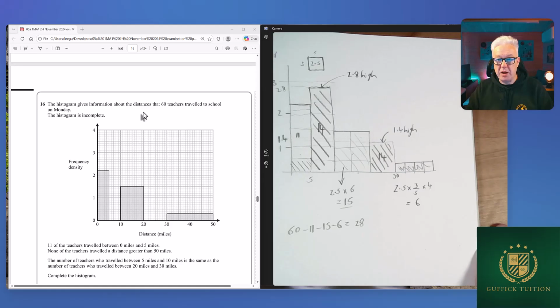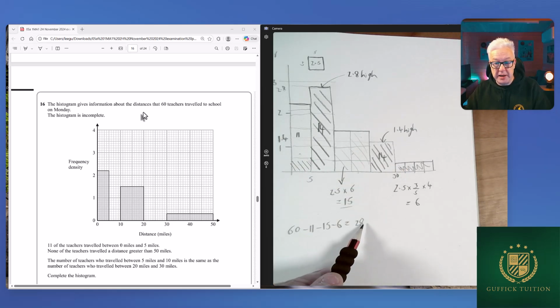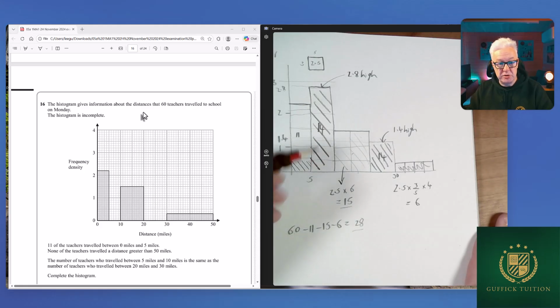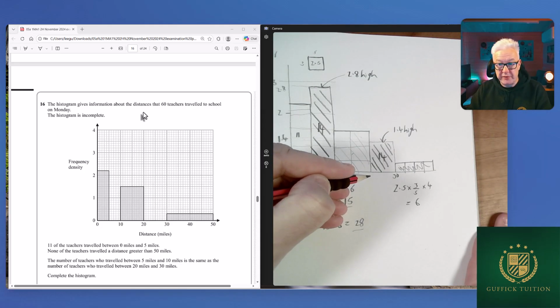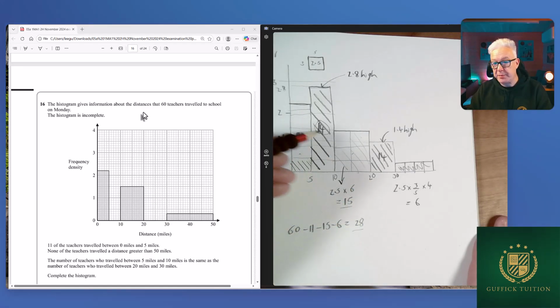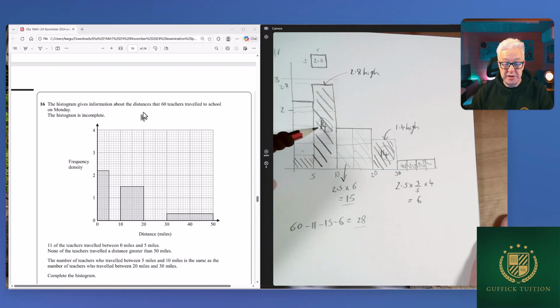So therefore, we can now work out, the question tells us there are 60 teachers in total. So we have 60, take away the 11, take away the 15, take away the 6, leaves us with 28. And then the question tells us that the number of teachers who travel between 5 and 10 is the same as the number who travel between 20 and 30. So we know that we need to have 14 in this bar and 14 in this bar. So now it's just a question of working out how high each bar needs to be to give us an area, to give us a frequency of 14.